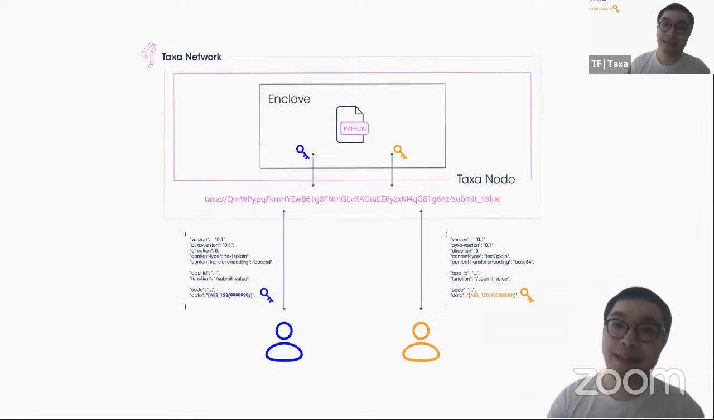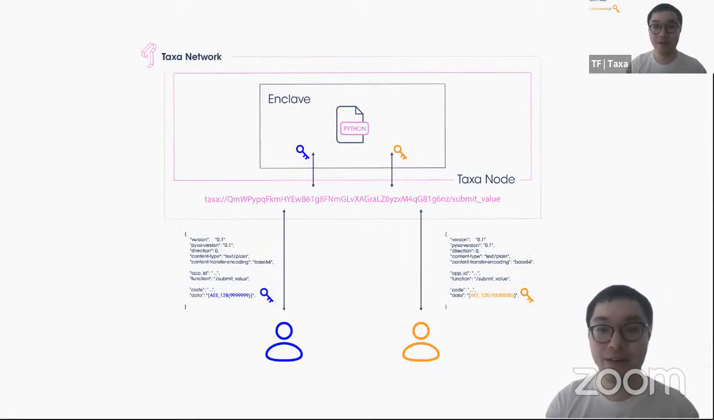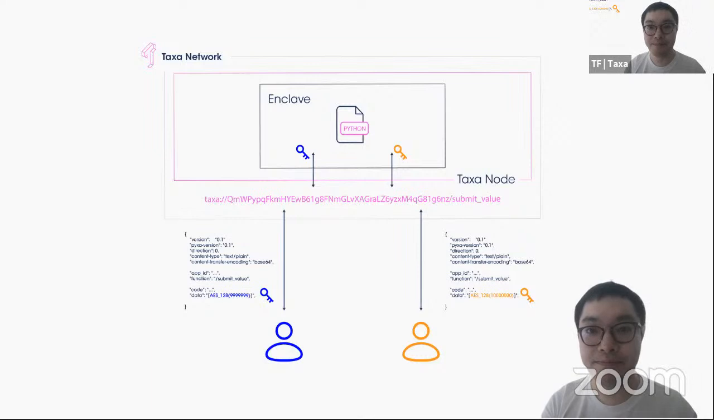Okay, enough for the concept. Let's go through a real example. The hello world on Taxa network is called the millionaire problem. It's proposed by Professor Yao. The problem is, suppose there are two millionaires, Alice and Bob. They want to find out who is richer without revealing their actual wealth. It's a very abstract version of the privacy computing problem.